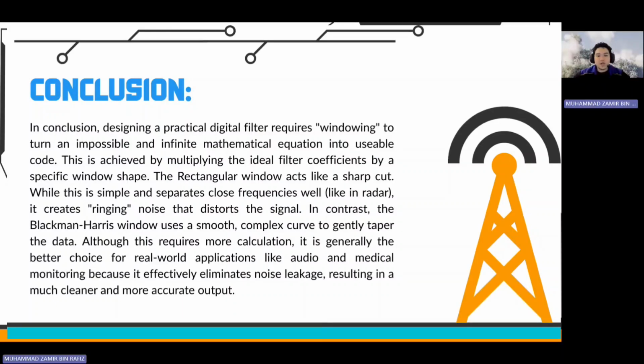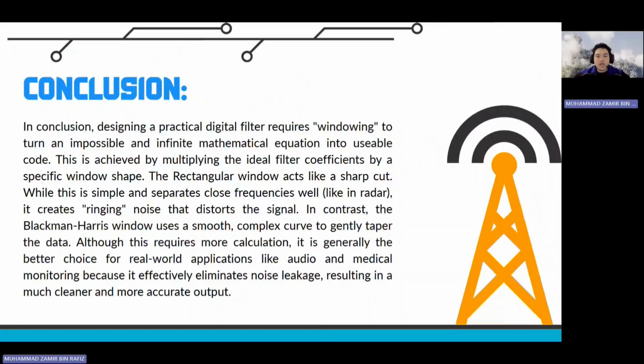In design, a practical digital filter requires windowing to turn an impossible, infinite mathematical equation into usable code. This is achieved by multiplying the ideal filter coefficients by a specific window shape. The rectangular window acts like a shortcut. While it is simple and separates close frequencies well, like in radar, it creates ringing noise that distorts the signal.